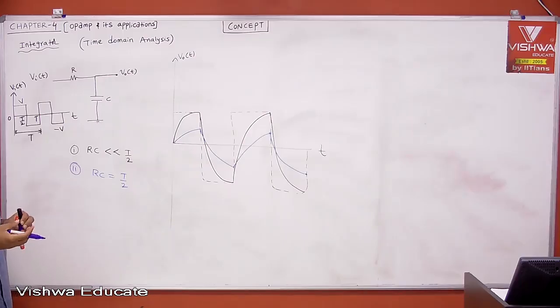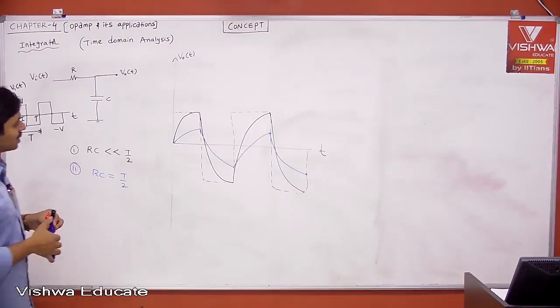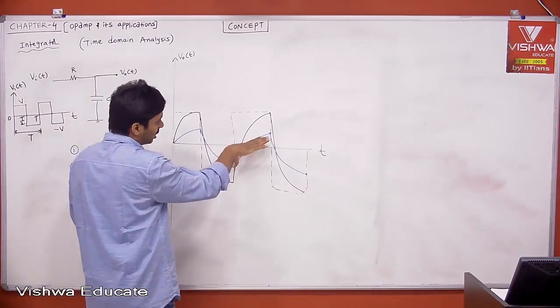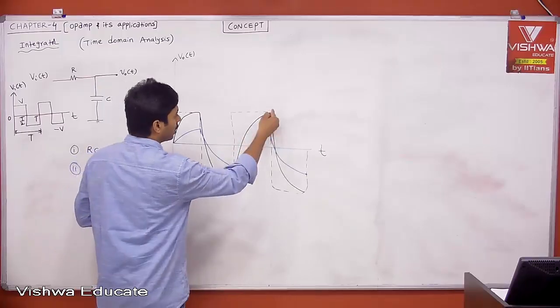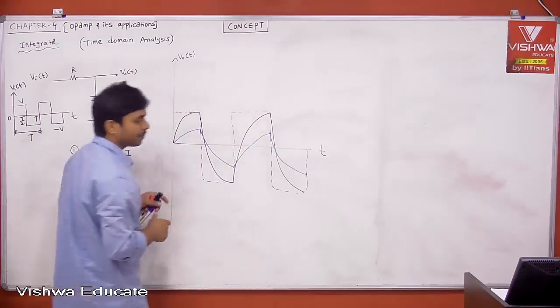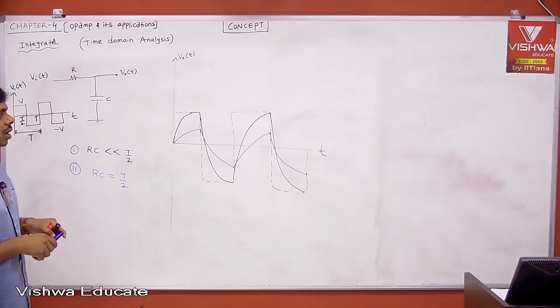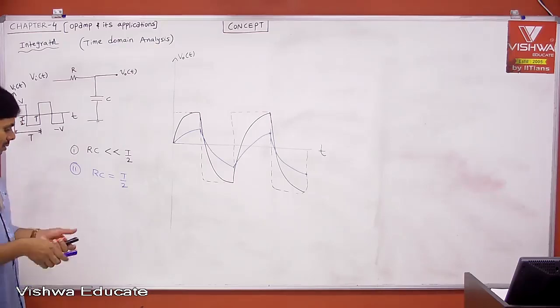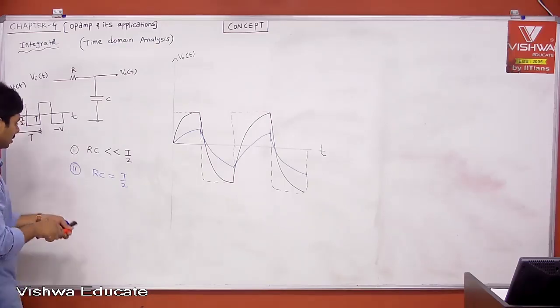Now can you call this a square wave? I can say the slope is a little bit improved. Here it is completely non-linear, but a little bit it is linear. But okay, this is also not completely called a square wave. Now case 3.